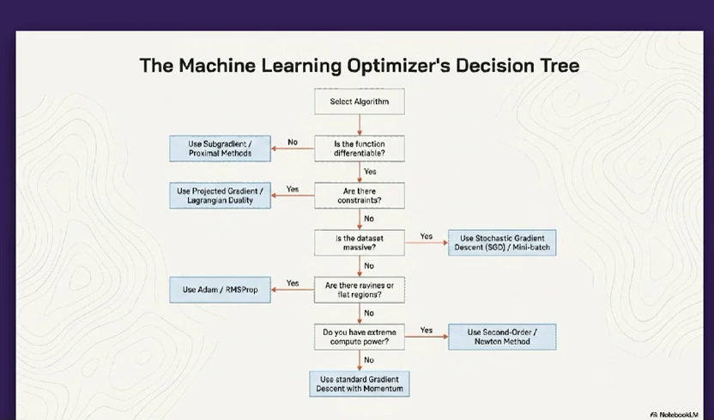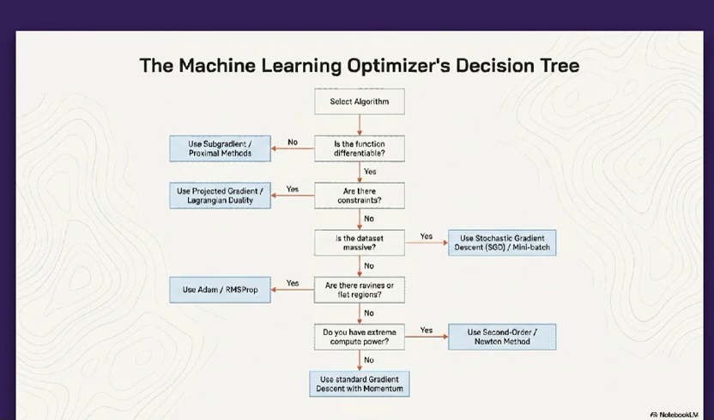Differentiable. Yes, fluid dynamics equations are highly smooth. Constraints? No. Massive data set? No. It's a tightly controlled physics simulation. So we are in the smooth, unconstrained, small data branch. The final question the tree asks: do you possess extreme computational resources, and is the dimensionality low? Only 500 parameters. This is incredibly small. And I have an exascale supercomputer. The answer is a massive yes. The tree routes you away from Adam, away from SGD, and directly to the second-order methods. It instructs you to use the Newton method or its quasi-Newton variants like BFGS.